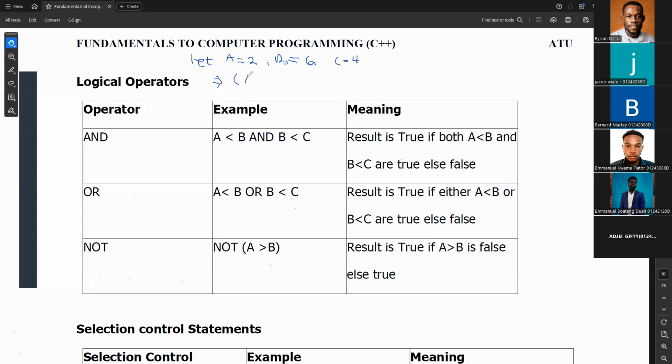Where we have A is greater than B and C is greater than or equal to A, or B is not equal to C, and B is greater than or equal to A.